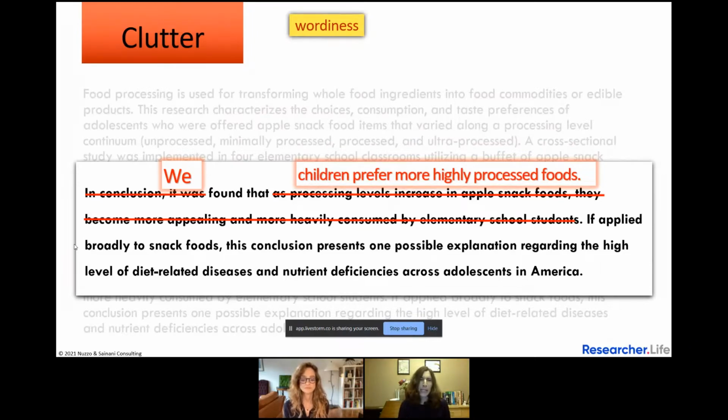And then we get this: if applied broadly to snack foods. I feel like this is another little throat clearing at the beginning of the sentence. Scientists sometimes feel like they've got to put a transition in for every sentence, and actually you don't really need that. I understand what the authors were trying to do here. They were trying to say, hey, we're aware that we only studied apple snack foods and it might not apply to all snack foods. But I think the reader can infer that. I don't think we need this, so I'm just going to get rid of it altogether.